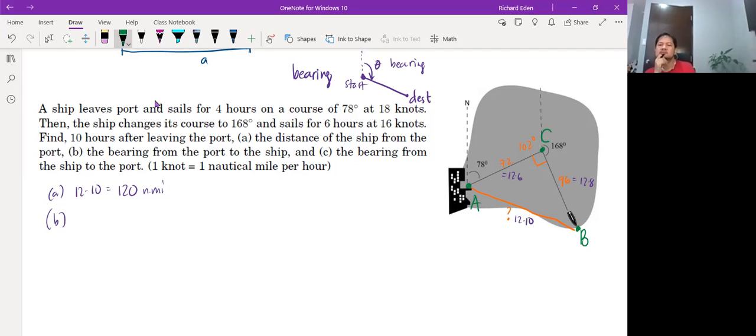So, cosine law. That's it. Okay. So to find angle CAB, we have to find angle CAB. Once we found angle CAB, what do we do to it? Add it to 78, and then we get the bearing. I agree. Okay, so now let's just find angle CAB.